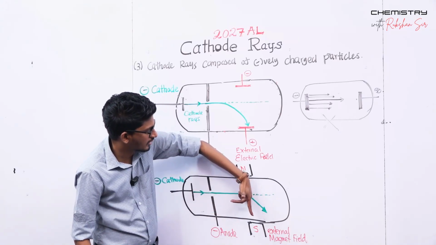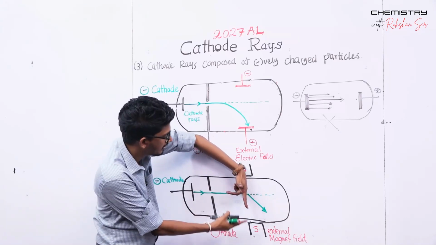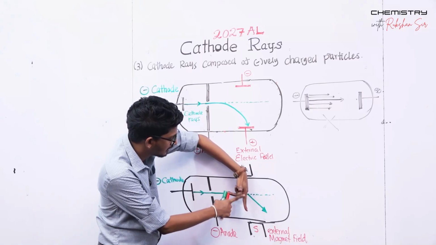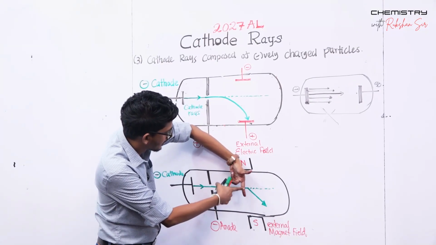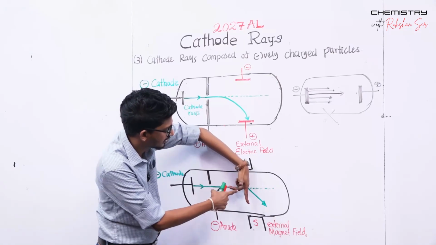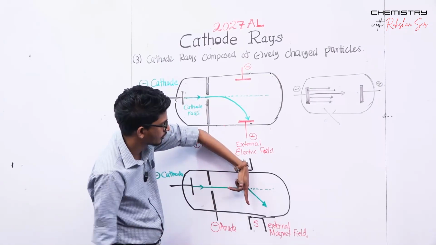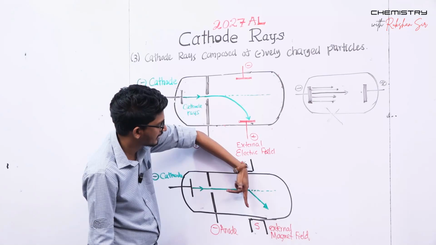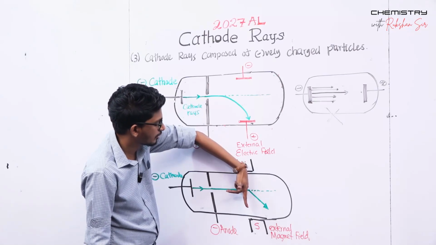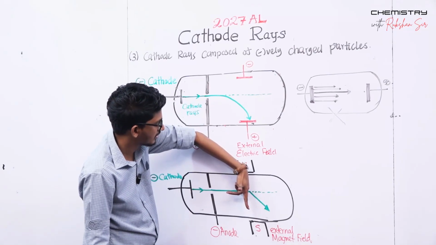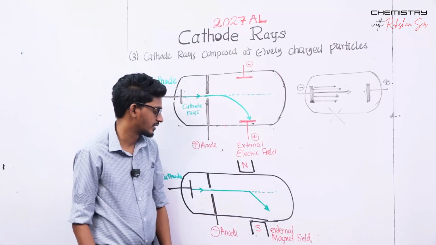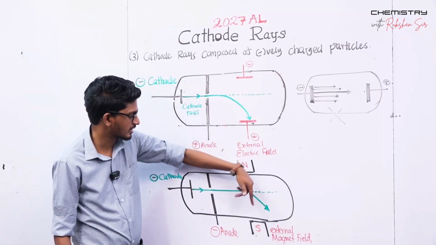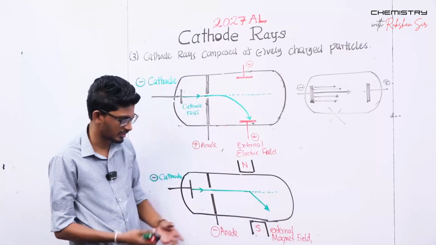So the direction of movement is actually perpendicular to the field. This is the magnetic field, and this is perpendicular to the field, not towards either the north or south pole. That is the direction of movement of negative particles, so we can say the cathode rays are negatively charged. Remember that this direction of deflection is perpendicular to the magnetic field.